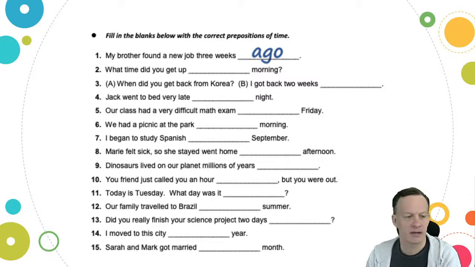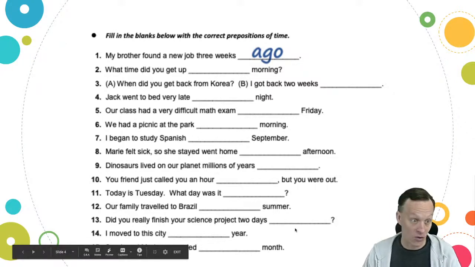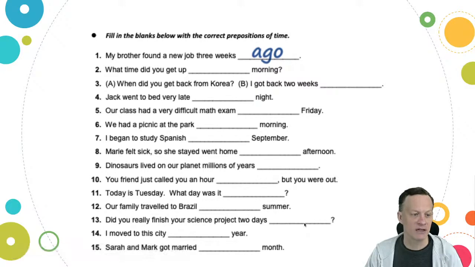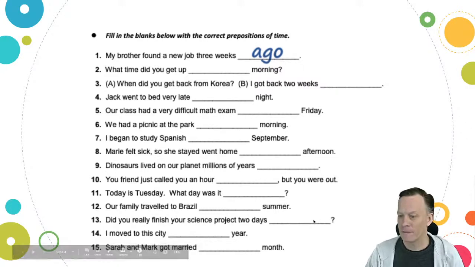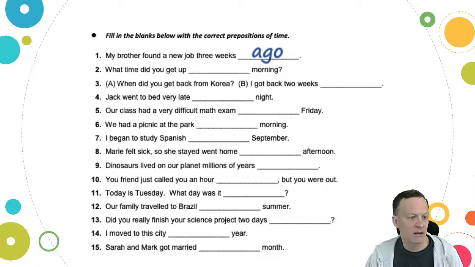Dinosaurs lived on our planet millions of years. We just skipped right over. Thank you, Ugo. Okay, millions of years ago. Your friend just called you an hour ago. Yes, very good. Number 10. So fantastic. V and Enrique, very good. Today is Tuesday. What day was it? 11 yesterday. Very good. V and Enrique again.